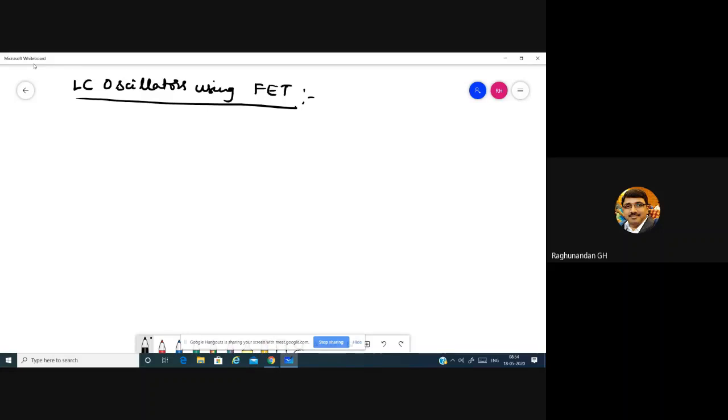The derivation will remain the same because the derivation is with respect to the feedback network. Here the feedback network whatever we have taken remains the same. So that's why even the frequency of oscillation formula also remains the same. The same formula which is used for the BJT based oscillators will hold good for FET based oscillators.